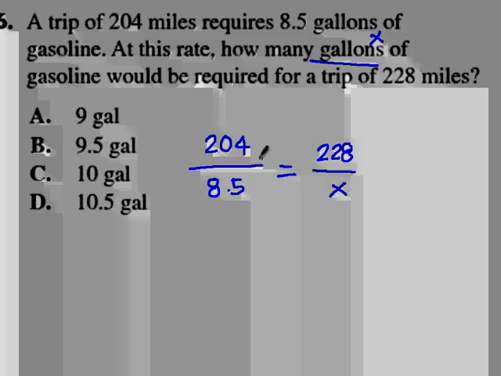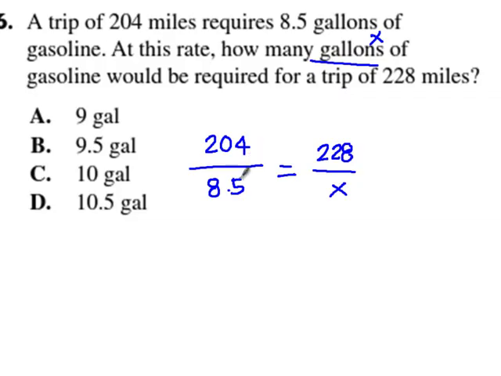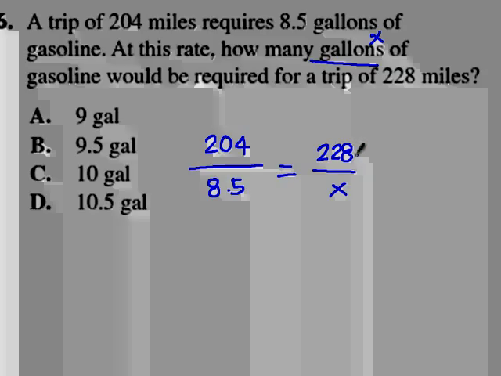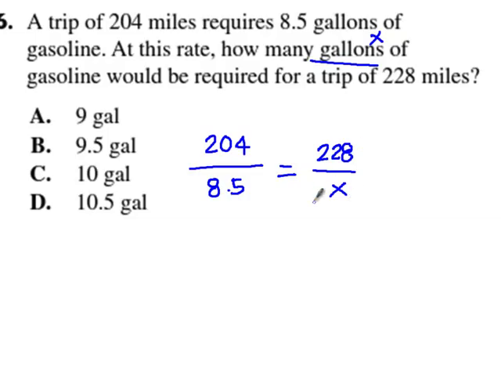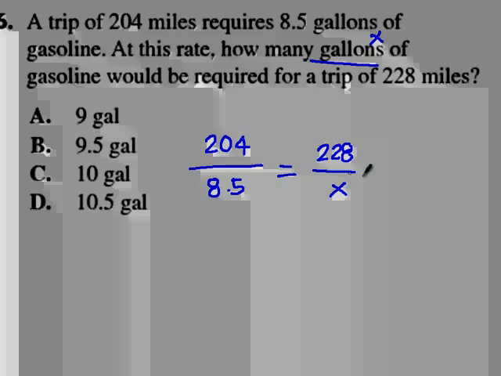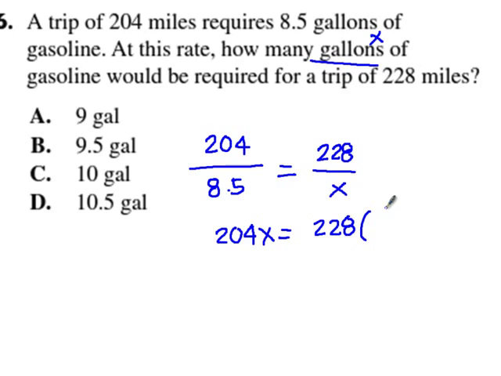So we now form this proportion. 204 miles for 8.5 gallons as to 228 miles to what number of gallons. So to solve this proportion, we can do cross multiplication. So you have 204X equals 228 times 8.5.